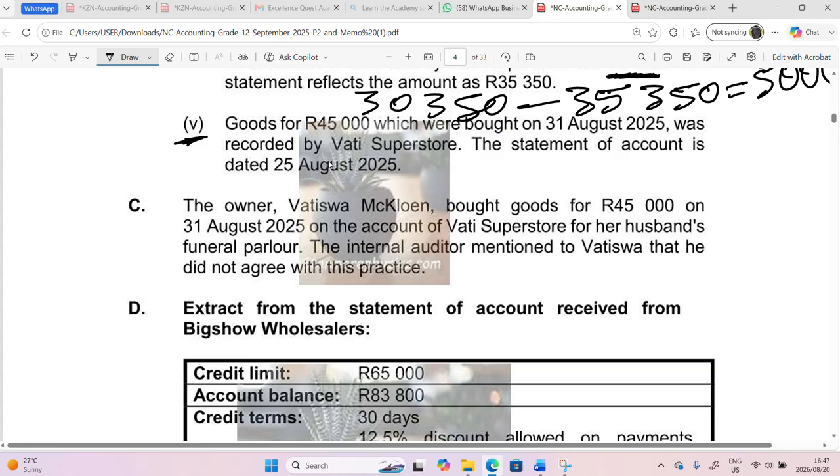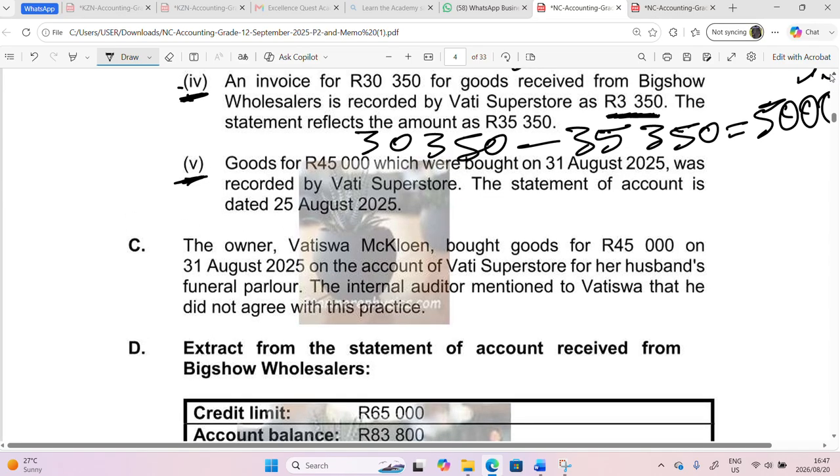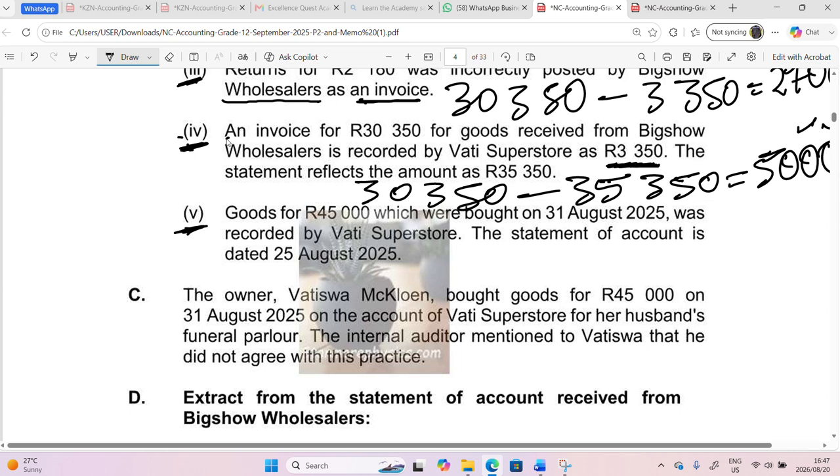Okay, but now I was supposed to mention something from the last adjustment. The last error: once they say an invoice, just know businesses are buying goods on credit. Invoice represents credit purchases. All right, so let's go to the last one: goods for 45,000 which were bought on 31st August was recorded by Fati Superstore. On our side, we did record this transaction, therefore it will not affect the creditor's ledger account.